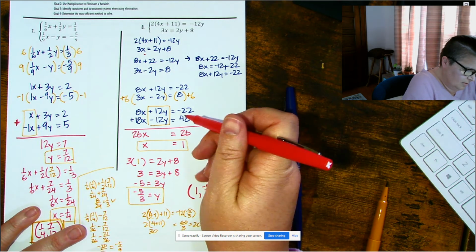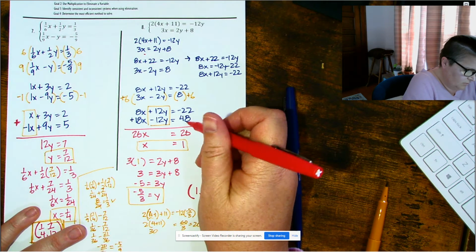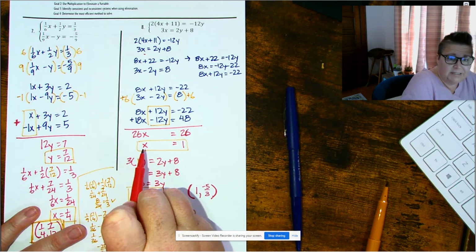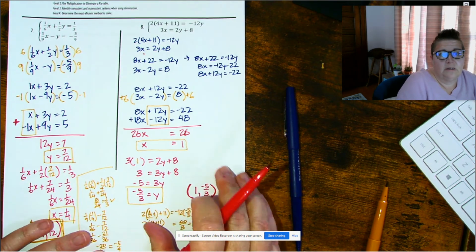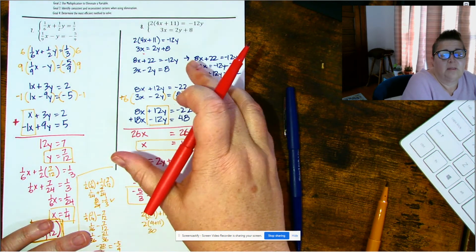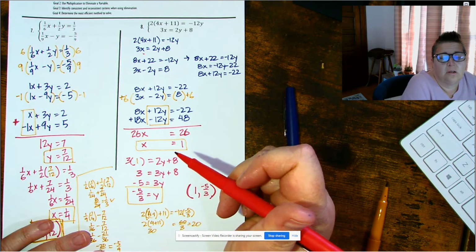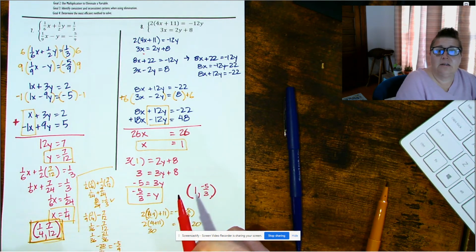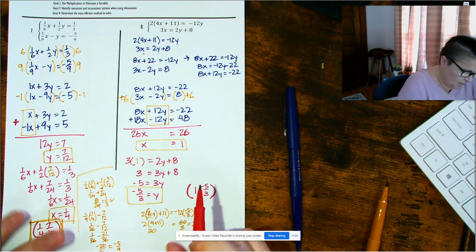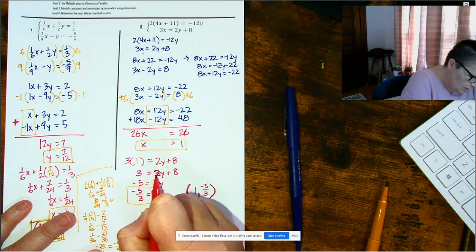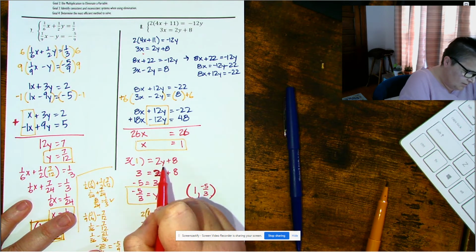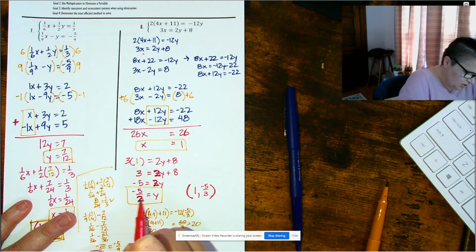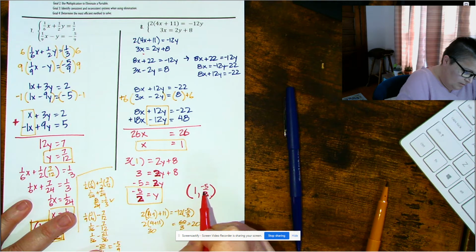26x. Did I jump the gun here? No, negative 22 plus 48 is 26. Dividing both sides by 26, I do get x is equal to 1. I'm going to put that one into that equation. Oh, do you see what I did? You probably saw it when I did it because I'm talking. This should have been a 2. I see it. Somehow I changed that into a 3. Nope, that's a 2. And if that's a 2, then that's a 2.